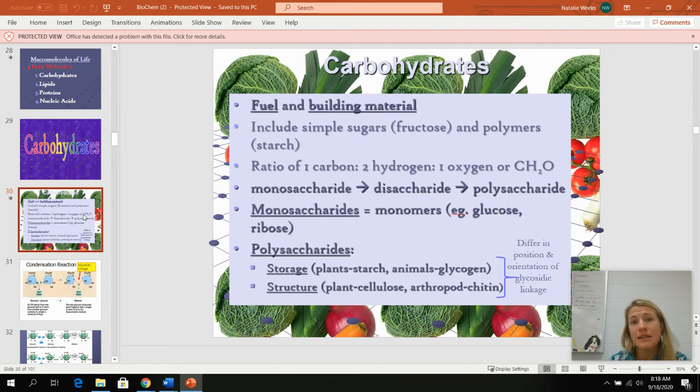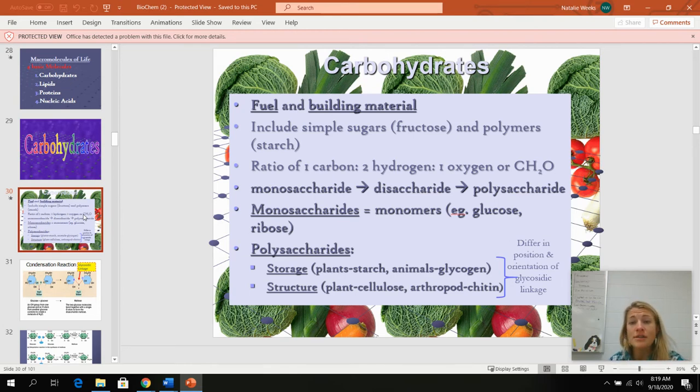Anything that's poly means many, mer means part, so many part sugars, which would be things like starch. Every single carbohydrate has a 1 to 2 to 1 ratio of carbon to hydrogen to oxygen, or CH2O, and those can be in any multiples. So if you have something that's C4, that would be H8O4. That would also be a sugar.